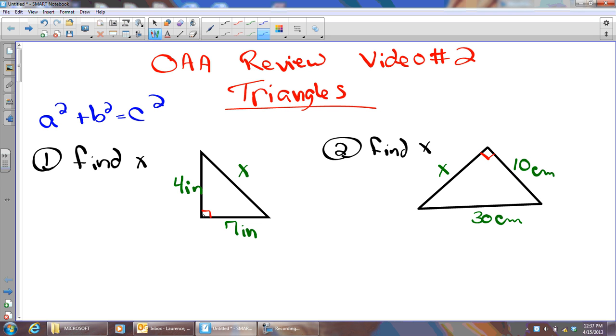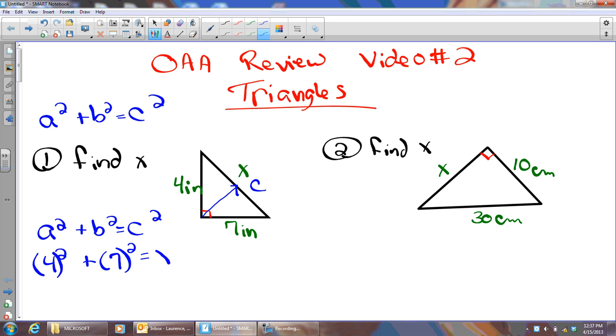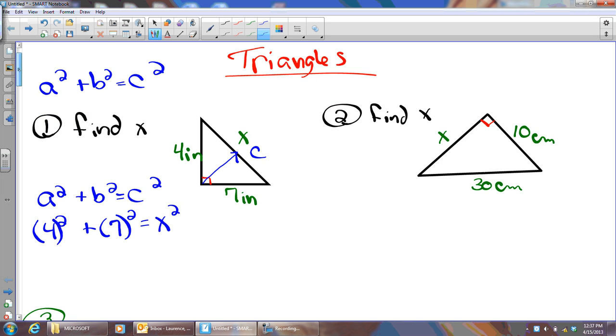So I like to go to my right angle and draw an arrow, and the side that I hit is always c. Now, a and b don't really matter. 4 could be a, 7 could be a. So I'm going to set up a squared plus b squared equals c squared, and fill in everything I know. So I'm going to say (4) squared. And I like to use parentheses. It's not going to matter with these numbers being positive, but it's a good habit if they were negative. And we're going to get x squared for c.